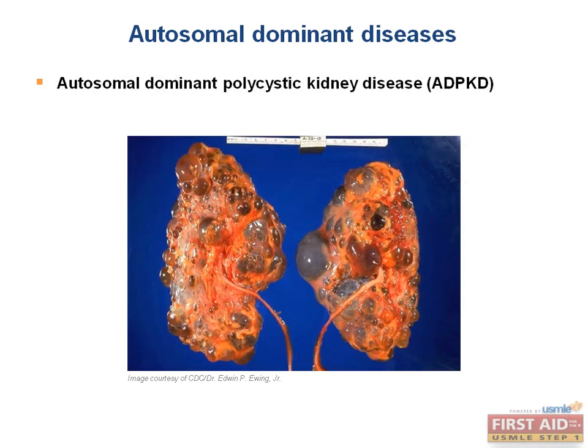Autosomal dominant polycystic kidney disease, or ADPKD, results in bilateral enlargement of the kidneys with multiple cysts, as you can see in this image. Patients present with flank pain, hematuria, hypertension, and progressive renal failure. 90% of cases are due to a mutation in the gene PKD1, and this is also associated with polycystic liver disease, berry aneurysms, and mitral valve prolapse.